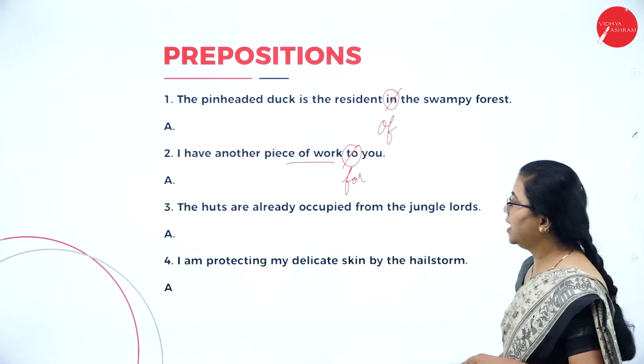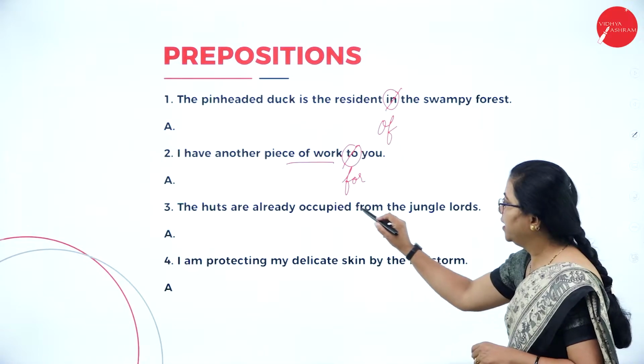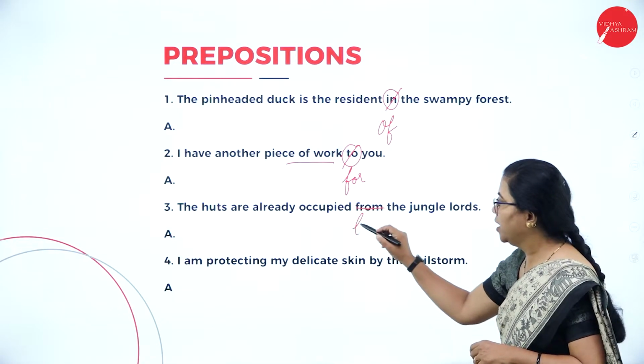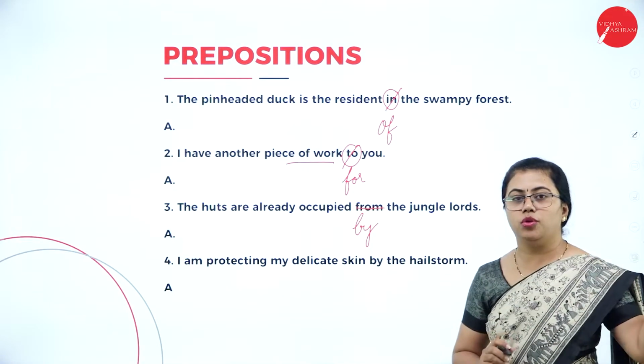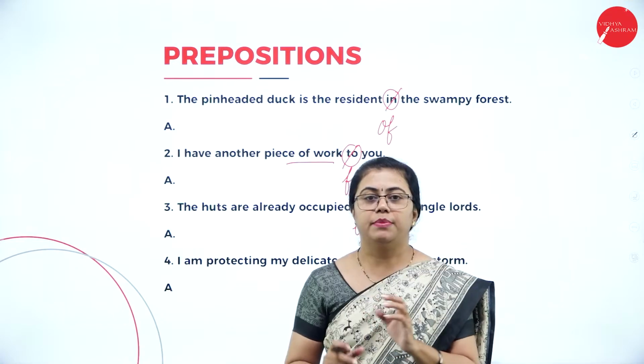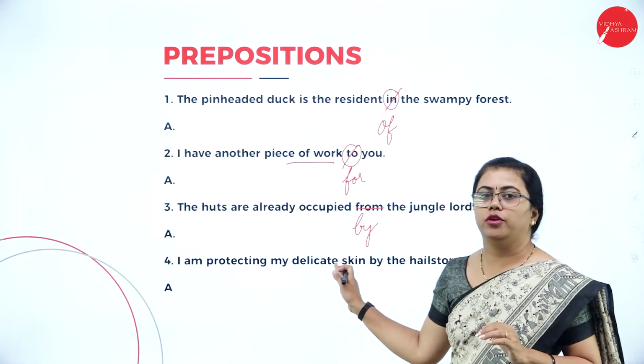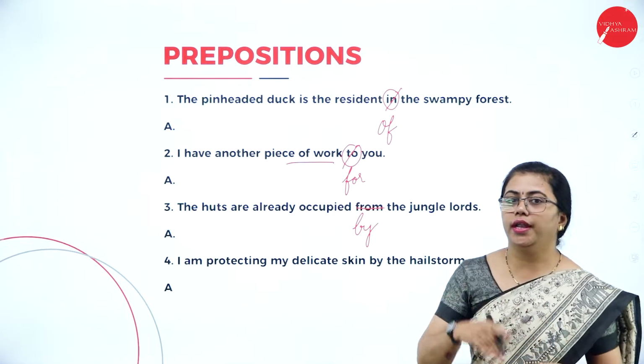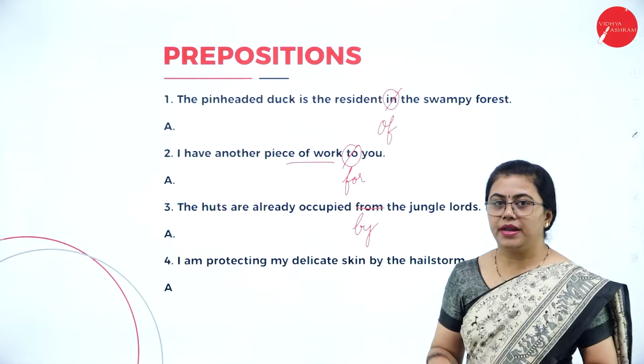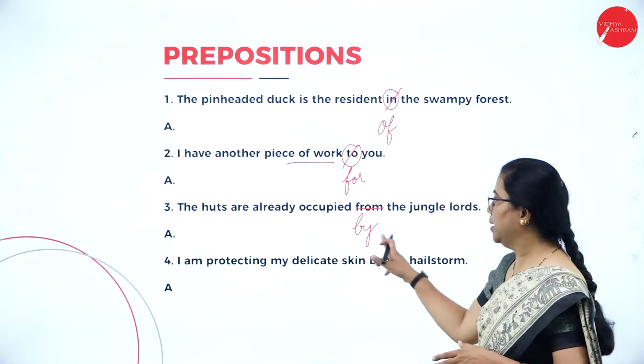Fine. Next, the huts are already occupied from. Here it is by, because from means you are moving from some place, that means you are talking about movement. Here it is not movement you're talking about. You're talking about somebody who is already occupied, somebody who is already present over there. So it is by here.